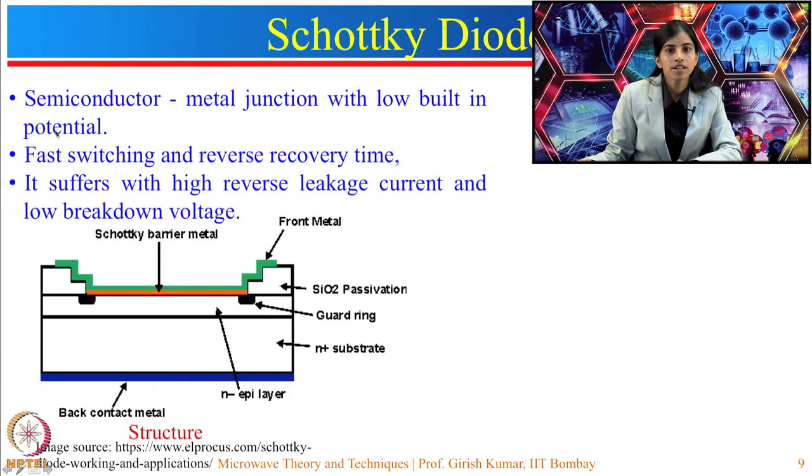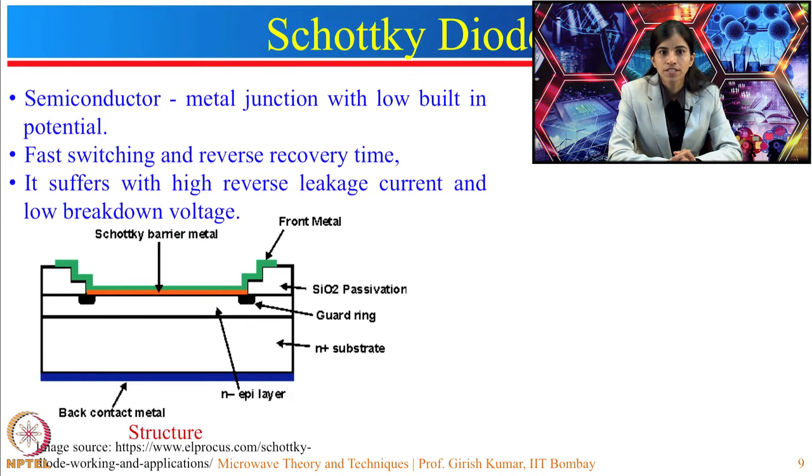So, this provides relatively low built-in potential or low turn-on voltage, and due to the less depletion region, it provides relatively fast switching and less reverse recovery time. So, what is reverse recovery time? Reverse recovery time is the time taken for a diode to switch from on state to the off state or vice versa. In case of PN junction diode, this time is around 5 to 100 nanoseconds. However, in case of Schottky diode, this time is of the order of 1 nanosecond.